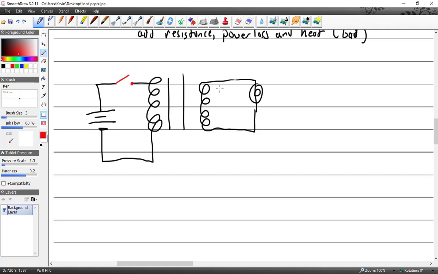But that's all you're going to get with that. So it's only going to work twice. Once when you turn it on, and once when you turn it off.